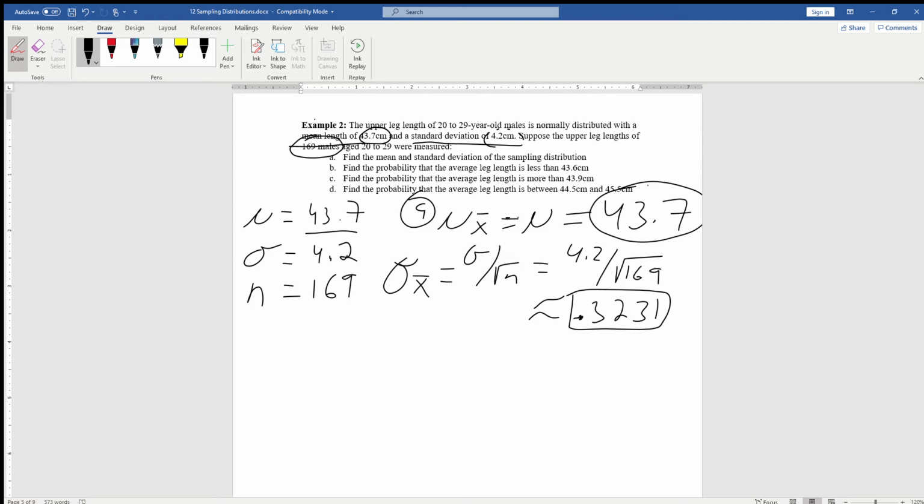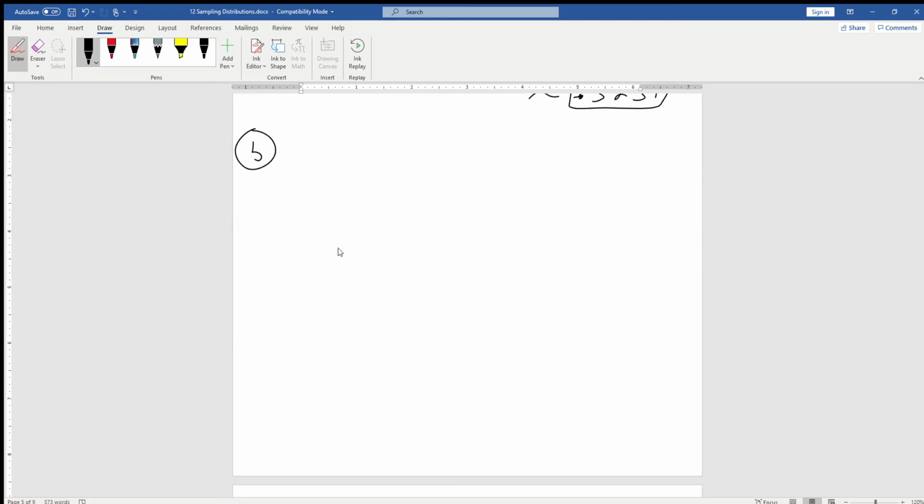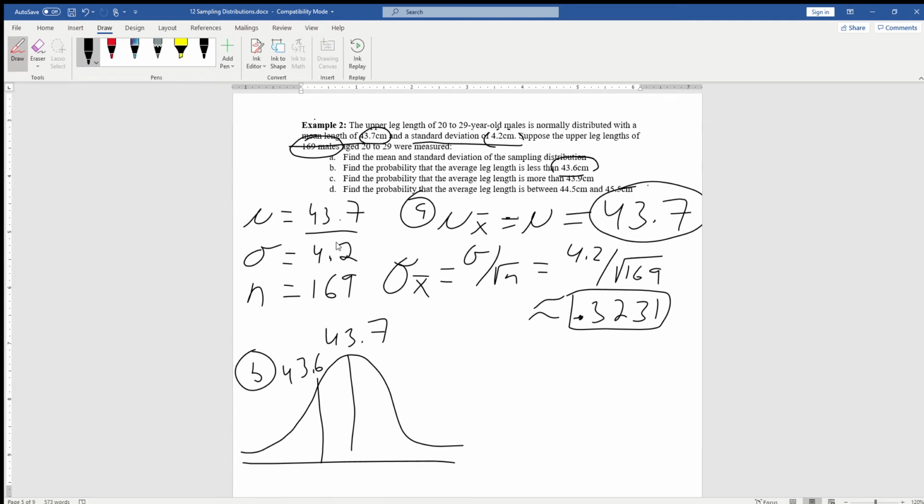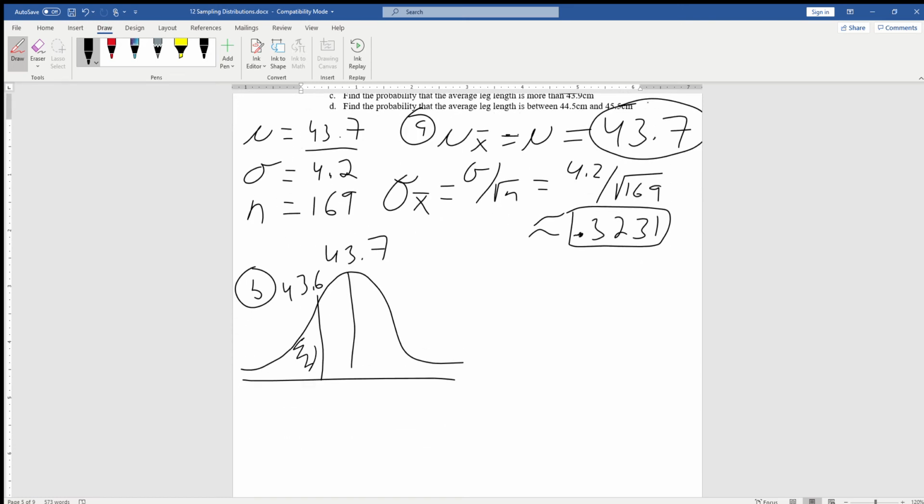Find the probability that the average leg length is less than 43.6 centimeters. If I was to construct this, just to give you an idea of what it looks like on a normal distribution: here's our distribution. In the middle is 43.7, and 43.6 is the value we're interested in, and we're interested in everything that is less than 43.6. So we just shade all of this area under the curve.